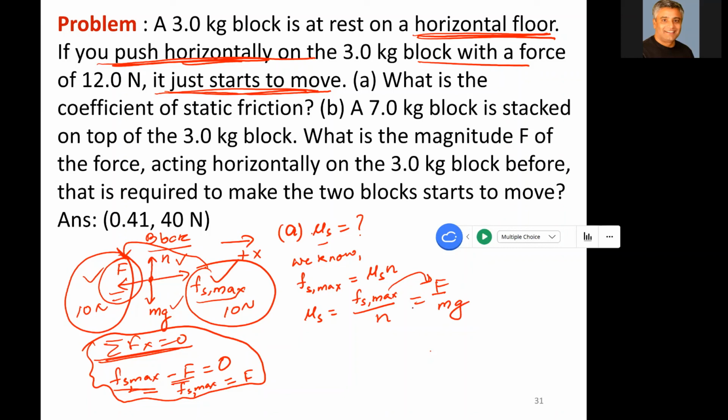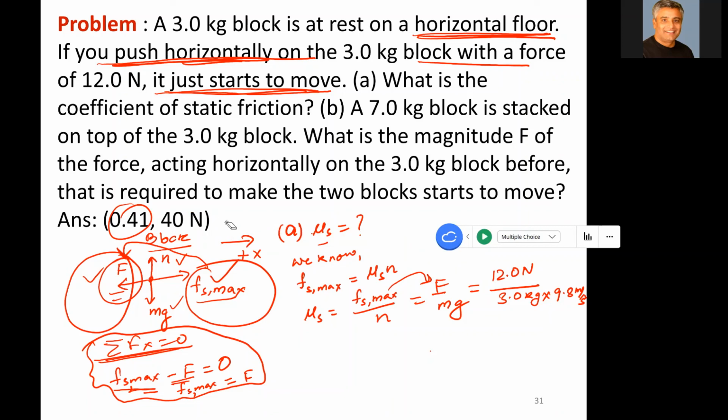So now with this, I know everything. The value of F is 12 Newton. Oh, F was right there, 12. Why did I write 10? Okay, so 12 Newton, and M is 3 kilogram, and G is 9.8 meter over second square. Once we take the ratio, we're going to get this answer here. So that's 0.41 we should be getting.